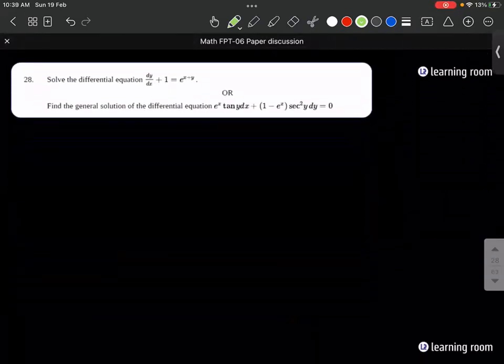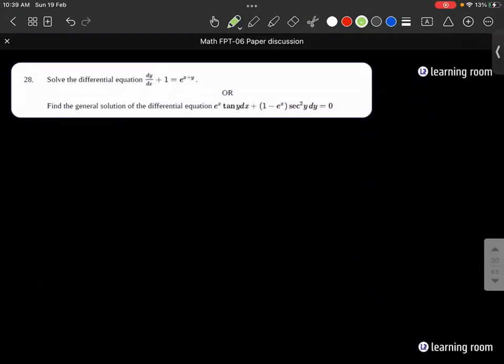Next, solve the differential equation. How to solve this?